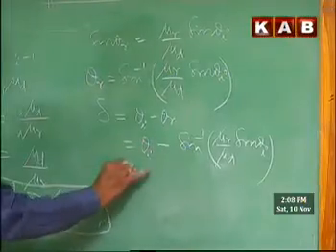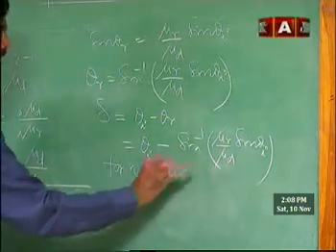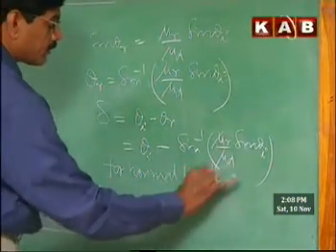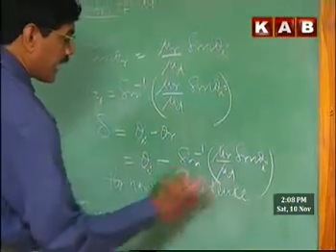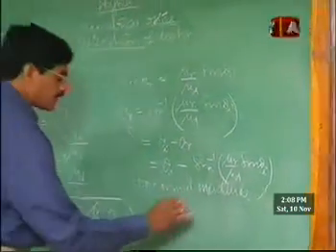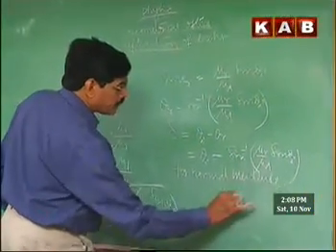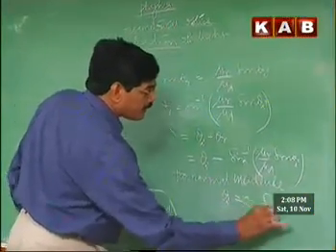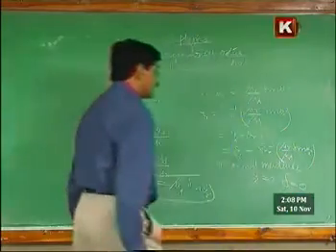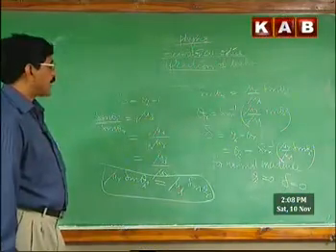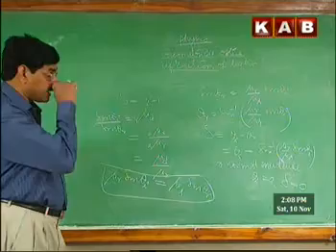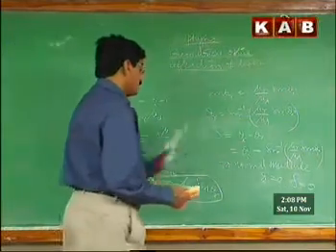For normal incidence, what is the angle of deviation? Theta I is 0. Therefore, delta is 0. There is no deviation when the angle of incidence is 0. That is the normal incidence case, there is no deviation.